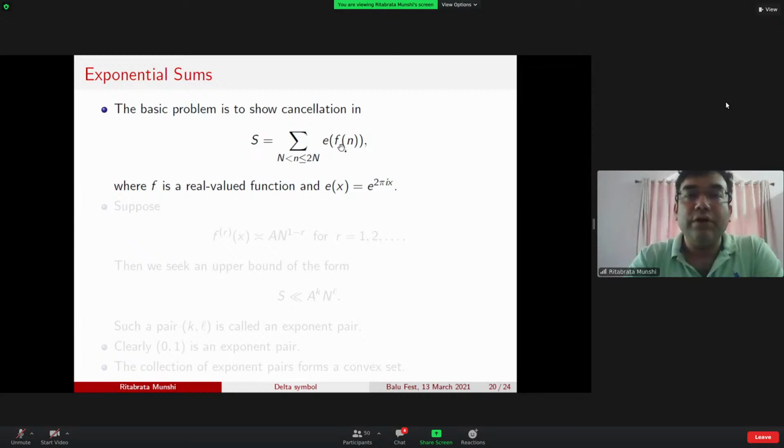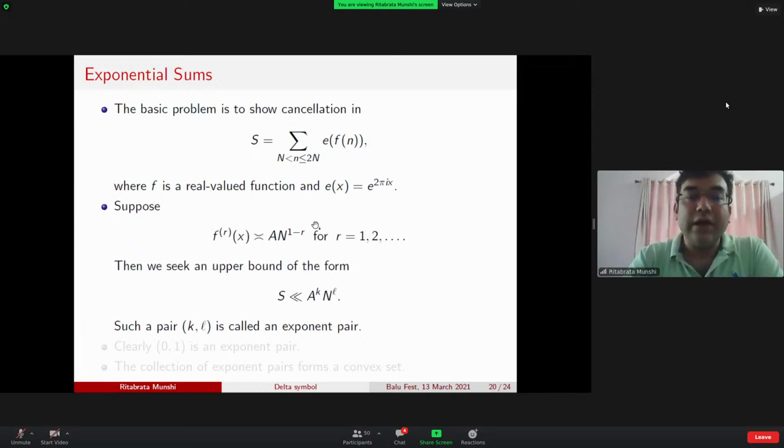So this is a one variable exponential sum. There's only one variable n. Okay, and you assume that this function f and the phase function over here satisfies this. So you have some condition on the amplitude and the higher derivatives of f. And on the basis of these parameters A and N, you can write down a bound for S, which is A to the power k, N to the power l. And then this (k, l) is called an exponent pair. That's the definition of an exponent pair.